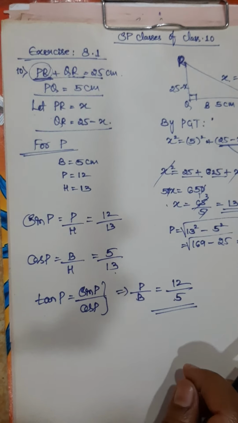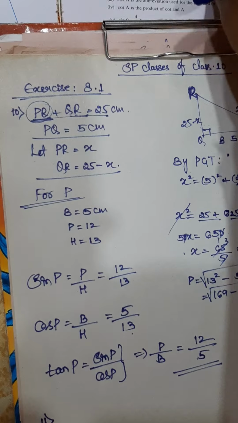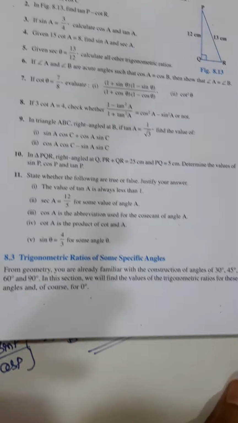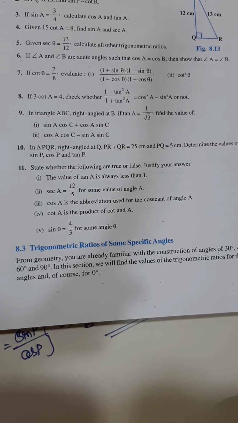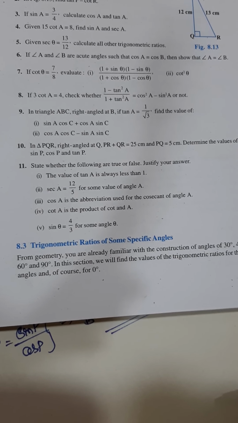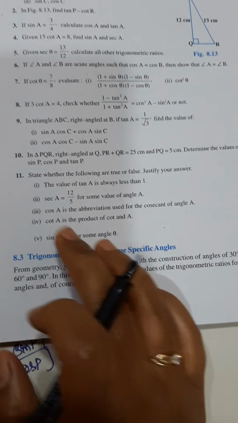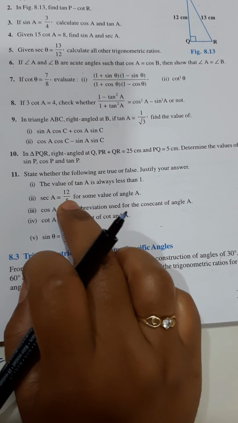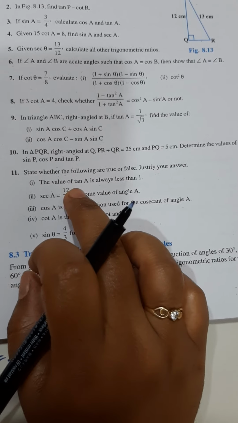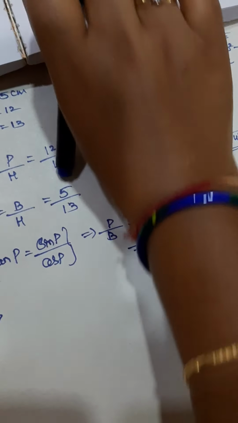So let's see our next question, that is question number 11. In this question number 11, what have they given? State whether the following are true or false. Justify your answer. They have given 5 sub-parts, and in each they have given one statement. We have to find out whether that statement is true or false.